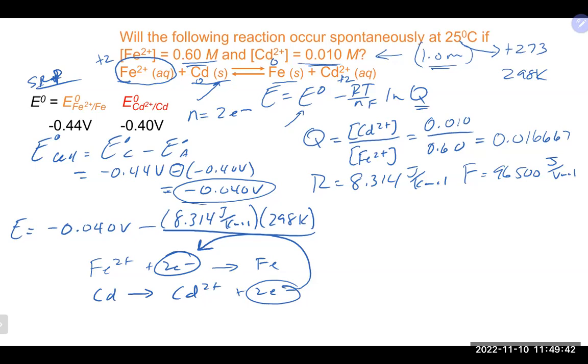Not according to the reaction. According to the reaction, cadmium is the reducing agent, right? But it is being oxidized, right? It's going from 0 to +2.